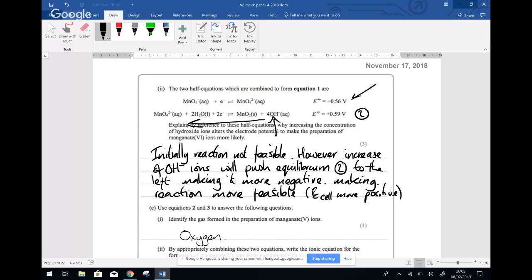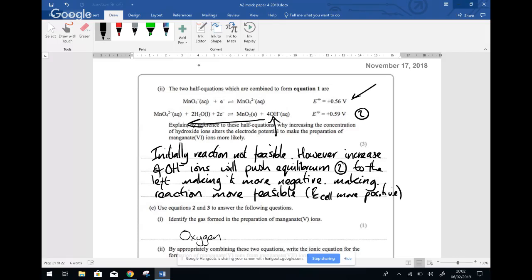What that's going to do is shift it to the left, making it more negative, because you're shifting it to the side which is gaining electrons. So you're actually going to make that equation more negative. You're adding more negative species. You've got 4 of them on that side. That's the negative side. That's the positive side.